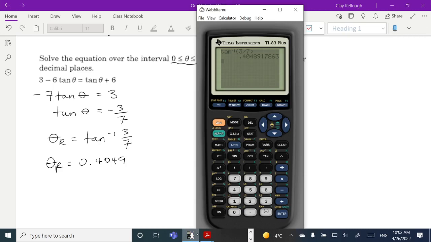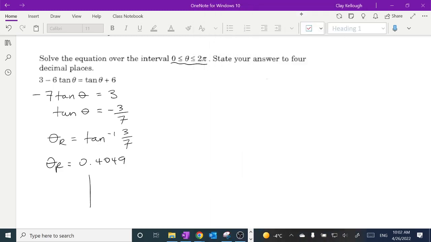Now, where is tangent 0.4049 and negative? So I think I might make myself a little sketch. And okay, where is tangent negative? Well, according to the CAST rule, tangent is negative here. So I have a 0.4049 angle there. And tangent's negative here. So remember, reference angle always goes to the x-axis, right? Remember that stuff? It's been a while since we did this.